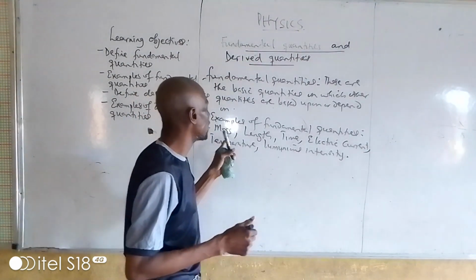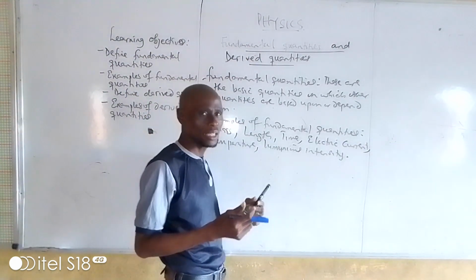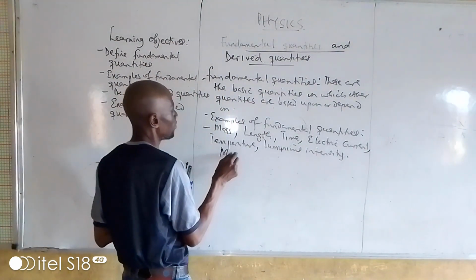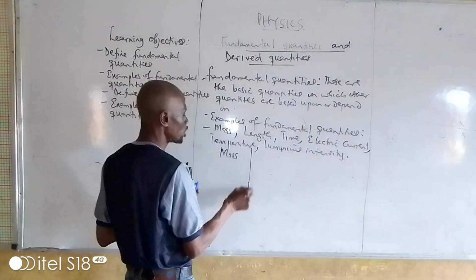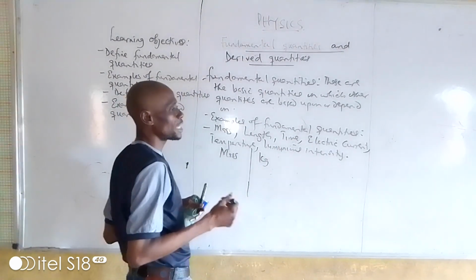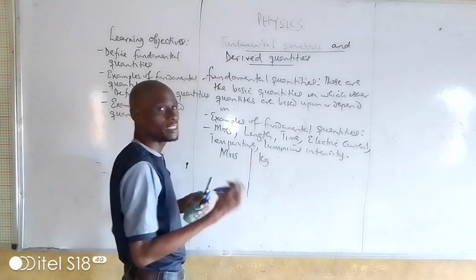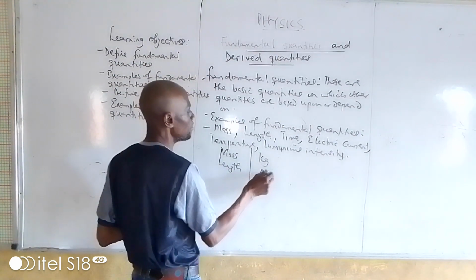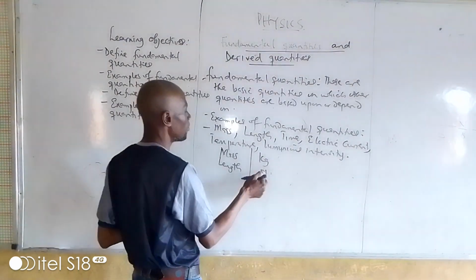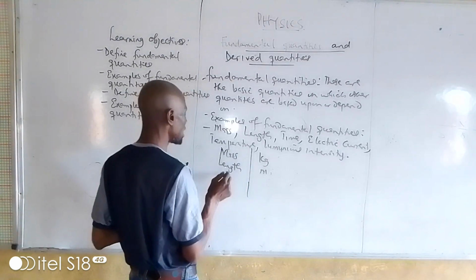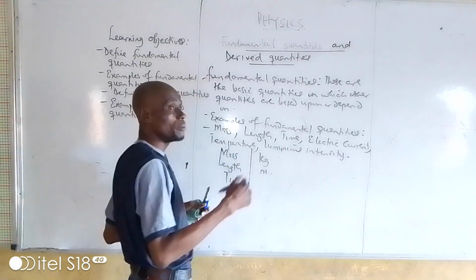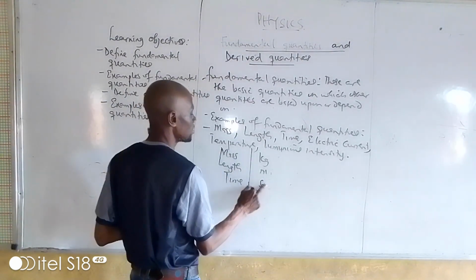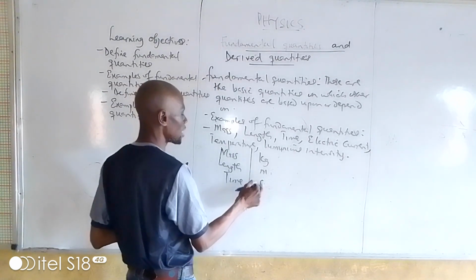Each one of them has its unit. Let's say the first one, mass. The unit of mass is kilogram, the SI unit, international system. We measure mass in kilogram. We also have length. Length is measured in meter, symbol m. We also have time. Time can be in hour or minute, but in physics, we measure time in seconds. Symbol s. When you see s, it stands for second.